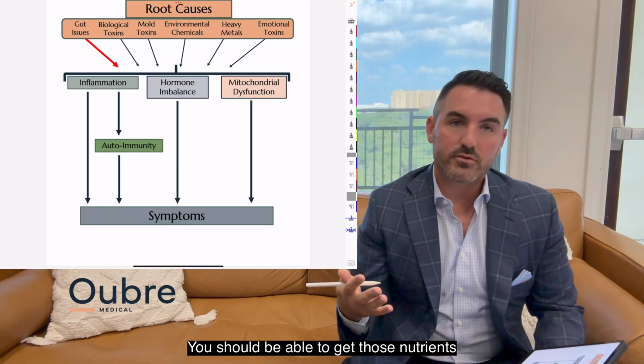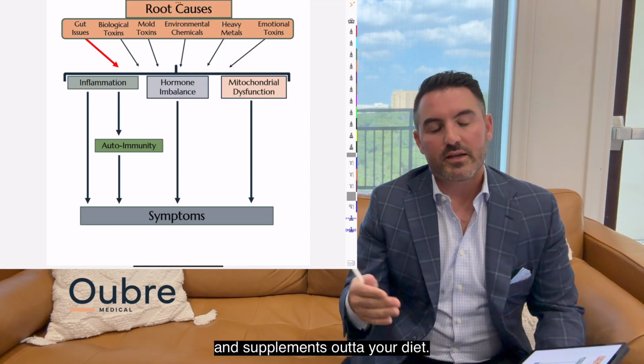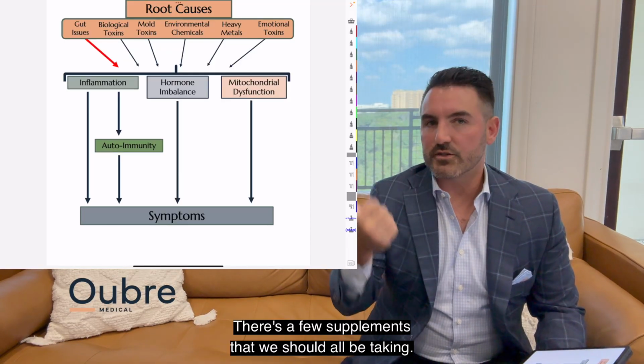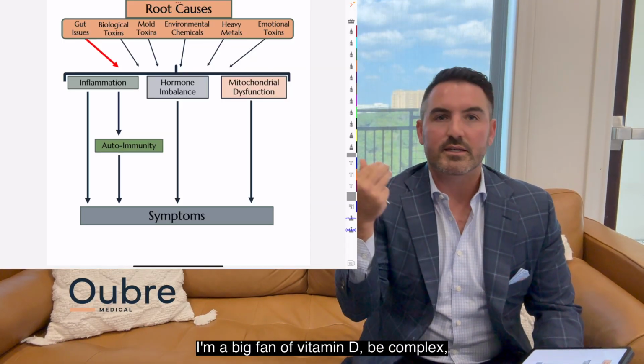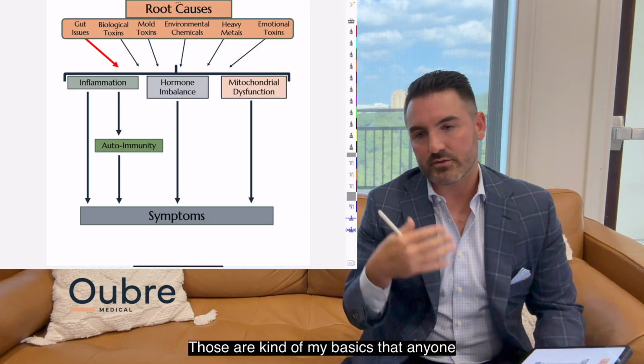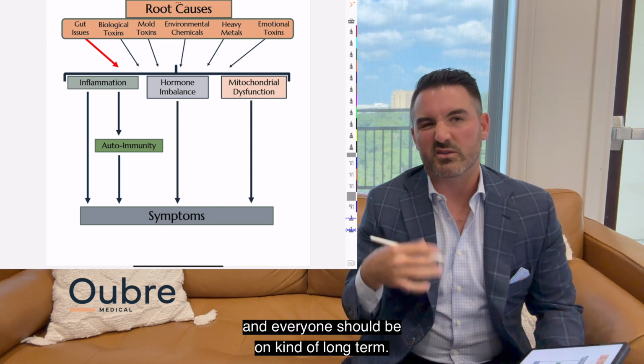You should be able to get those nutrients and supplements out of your diet. Now, there's another asterisk there. There's a few supplements that we should all be taking. I'm a big fan of vitamin D, B complex, a probiotic, and fish oil. Those are kind of my basics that anyone and everyone should be on long term.